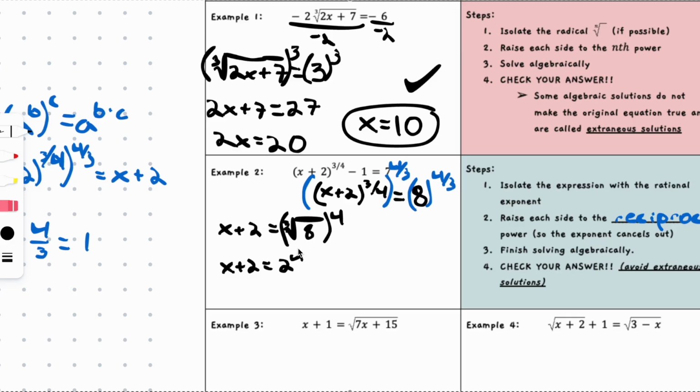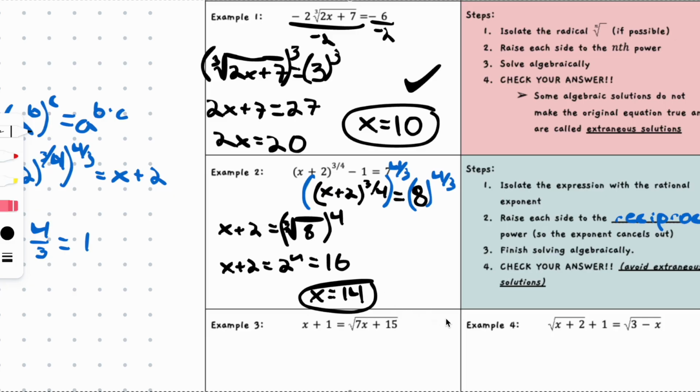What's positive 2 to the 4th power? Well, 2 to the 4th is just going to be 16. So we get x plus 2 equals 16. We subtract 2 from both sides. We get x equals 14.